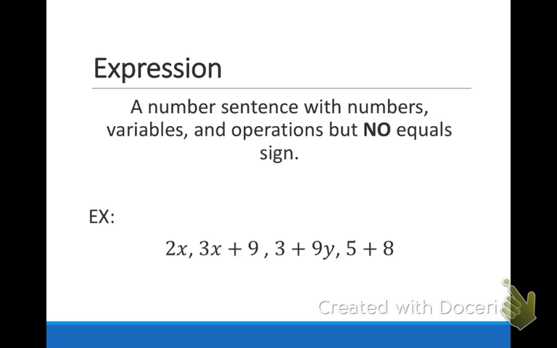So, a little bit of vocabulary that I would like you to take notes on. First we have an expression. An expression is a number sentence with variables and operations but no equal sign. So it's different from an equation because it has no equal sign.